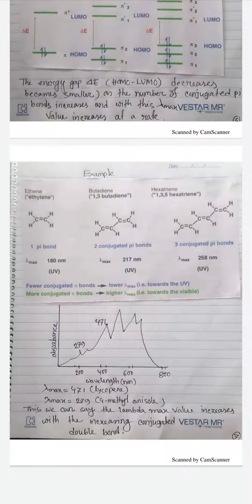Here is an example of ethene, butadiene and hexatriene. Ethene has 1 pi bond, butadiene has 2 conjugated pi bonds and hexatriene has 3 conjugated pi bonds. Fewer conjugated pi bonds, lower lambda max, that means towards the UV. More conjugated pi bonds, higher lambda max, that means towards the visible. And here is the example of lycopene, lambda max value 471 nanometers, and 4-methyl anisole, lambda max value 279 nanometers. From this we can say the lambda max value increases with the increasing conjugated double bonds. That's all. Thank you.